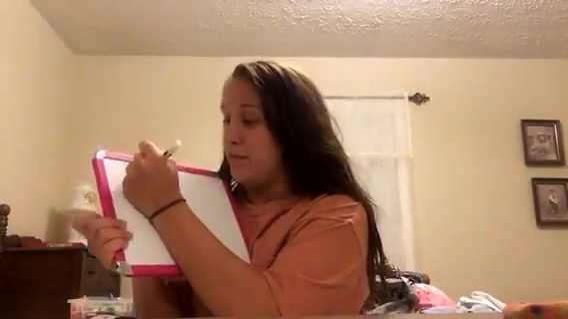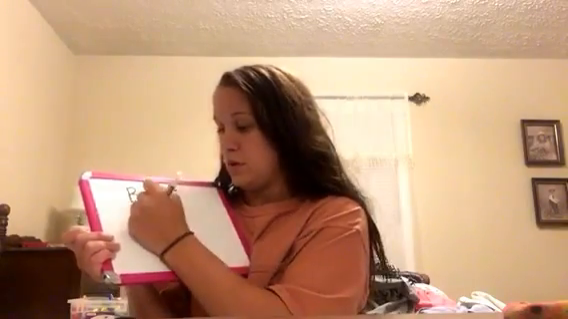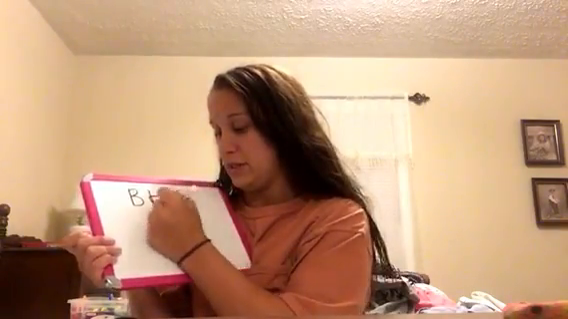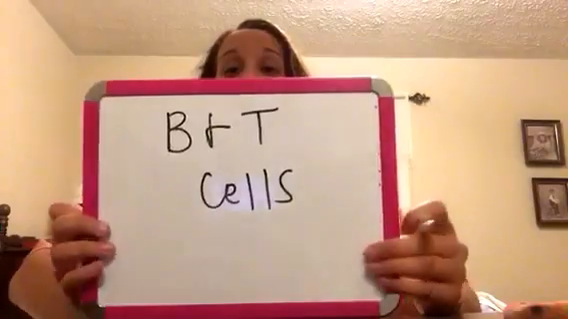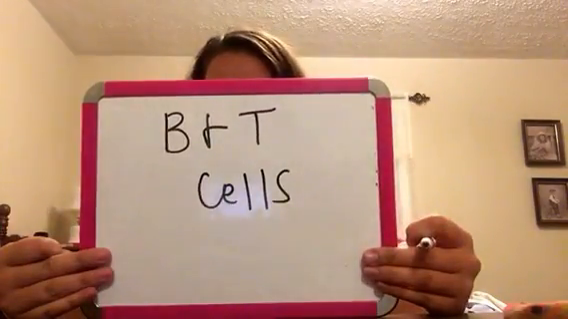During the primary immune response, we have key lymphocytes. These key lymphocytes are going to be the naive B and T cells. The naive B and T cells are the responding cells in the primary response. So we'll start with the B cell.